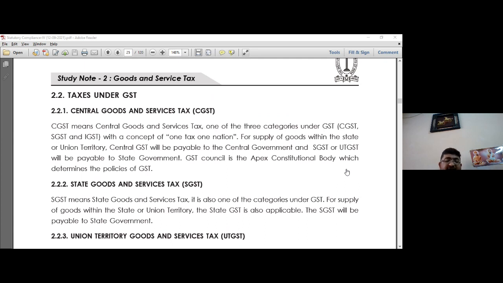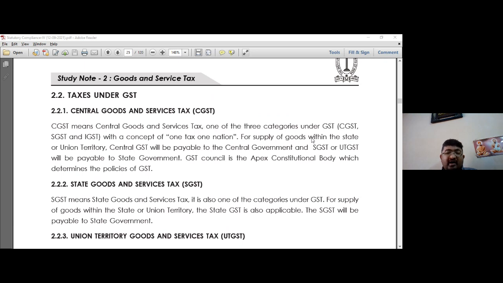Again, I am saying, friends, normally for exempted supply, you can't avail input tax credit. Since you are not liable to pay tax on your outward supply, you are not eligible to claim input tax credit. However, for export supply alone, you can avail input tax credit and claim refund.